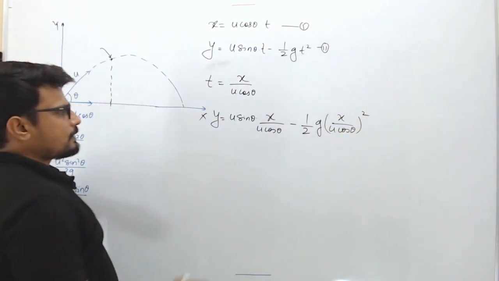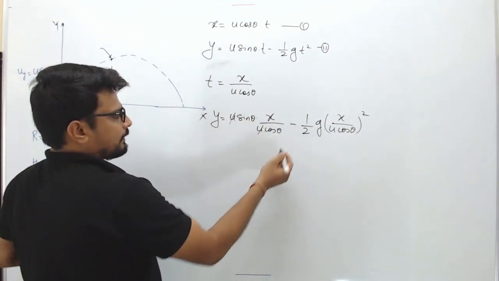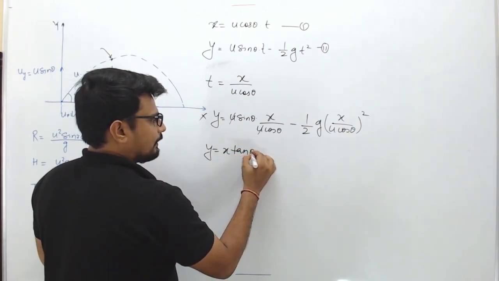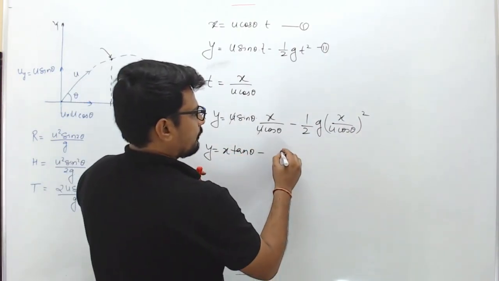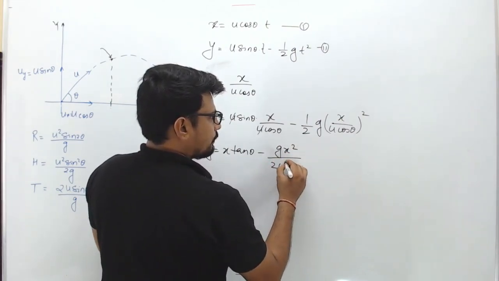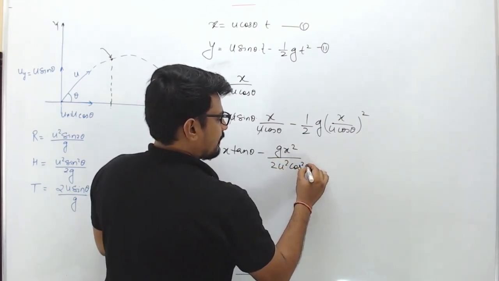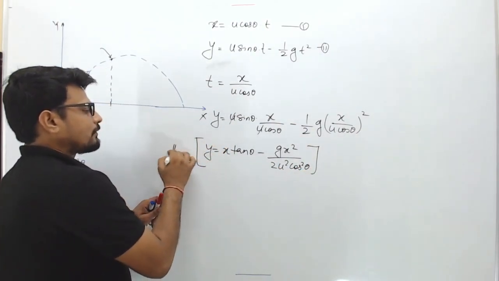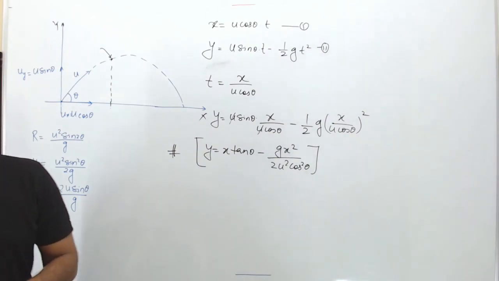Let us simplify this. u should be cancelled. Sin theta upon cos theta is going to be tan theta. So y is going to be x tan theta minus g x square upon 2 u square cos square theta. And this is the equation of trajectory. It is very, very important.